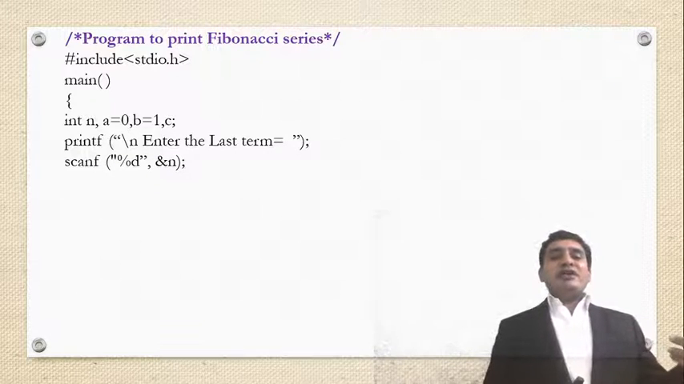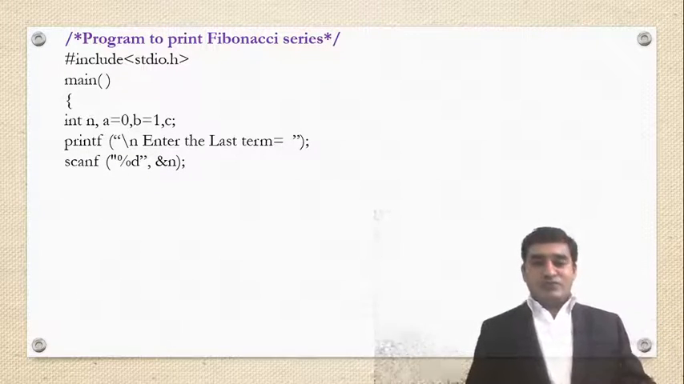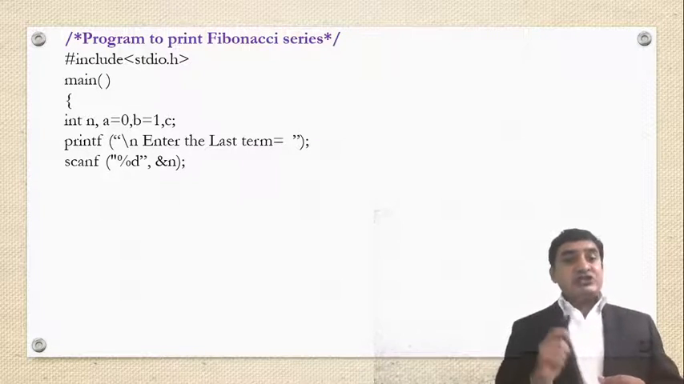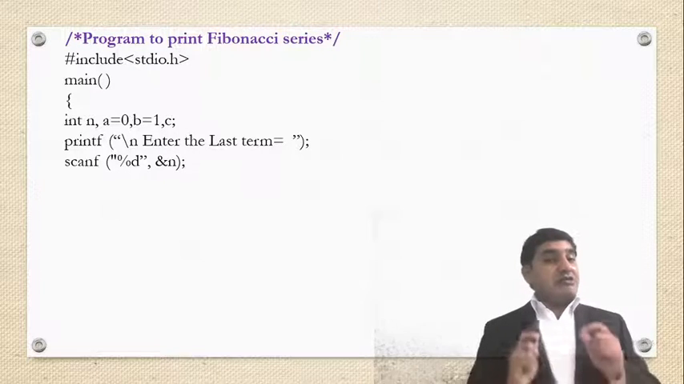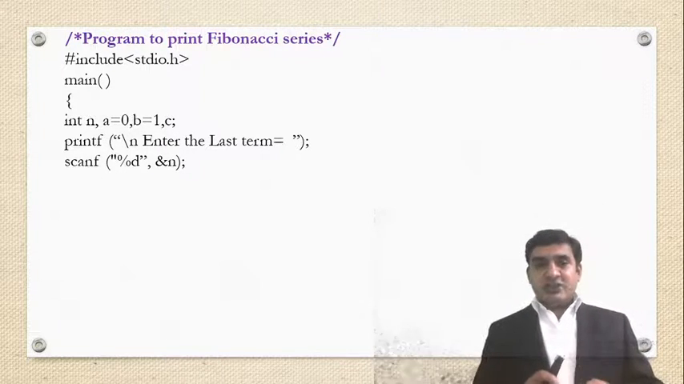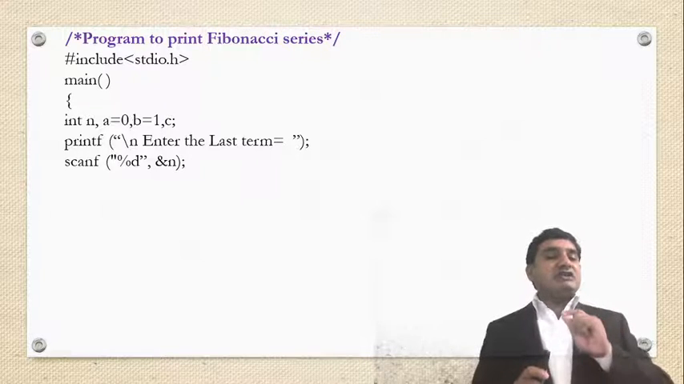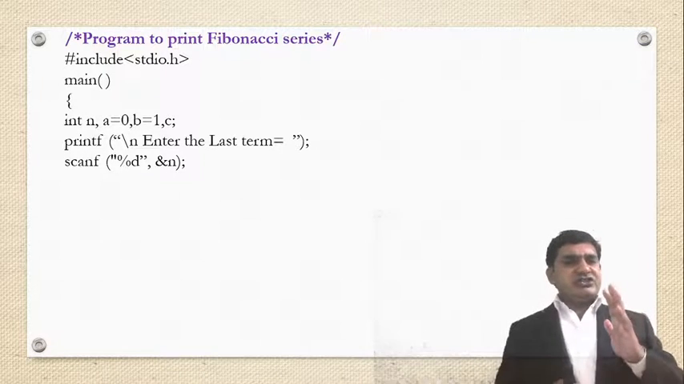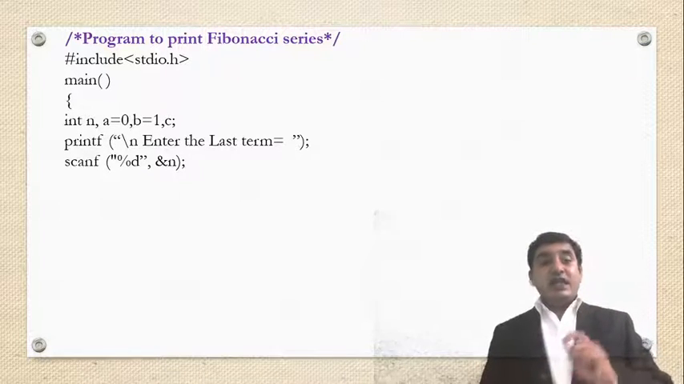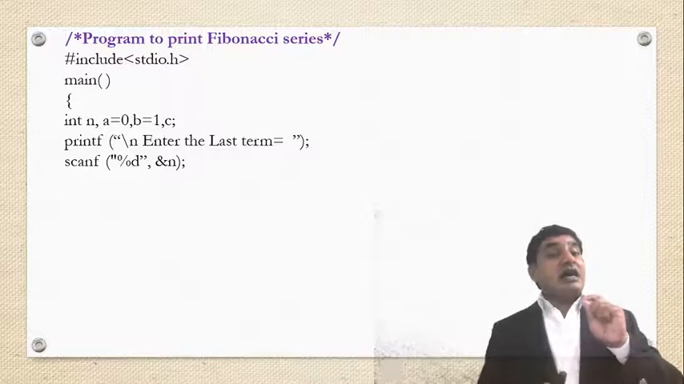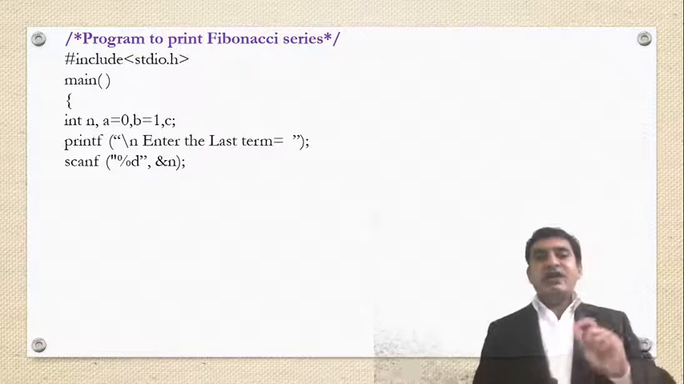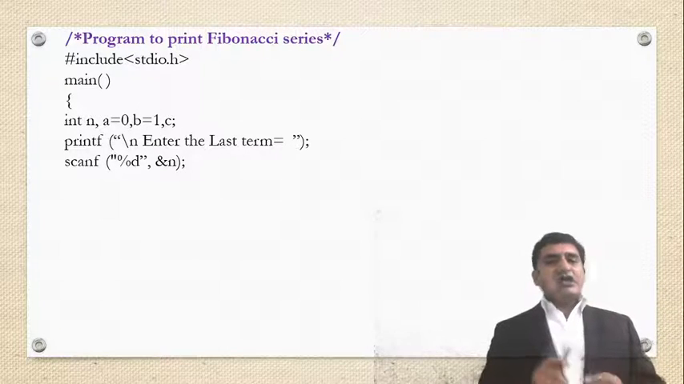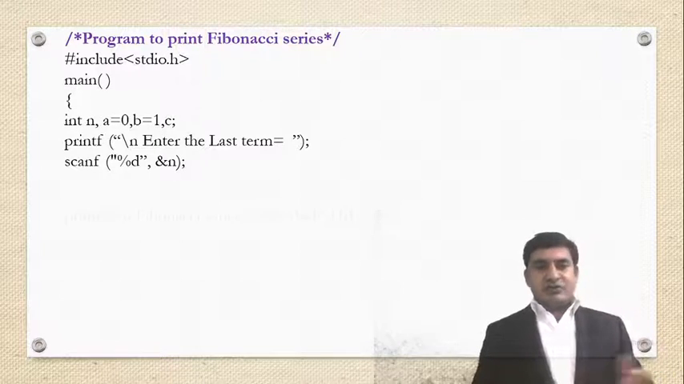Now we have to enter the last term. For that we use the scanf function, which is an input function. So scanf with %d, because the last term n is an integer, and for an integer we use %d, and &n represents the address of n. n is the last term. This is the input function, which is also terminated with a semicolon.